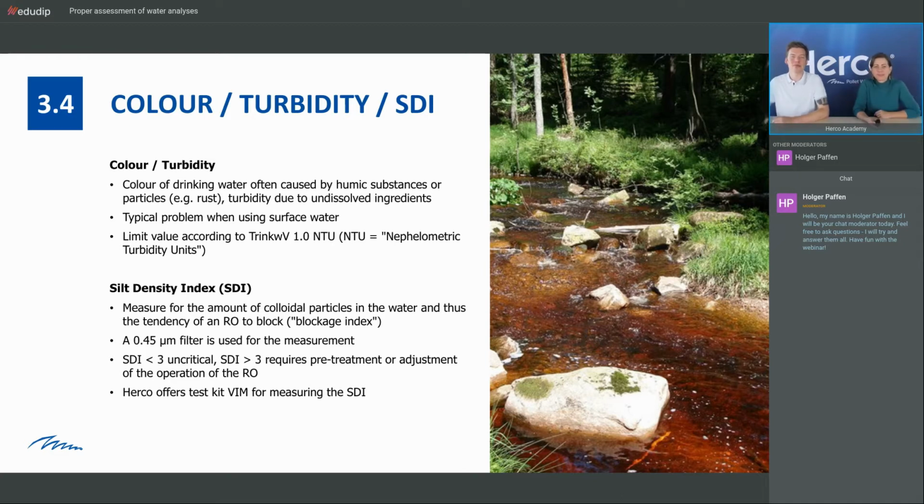So then there's the silt density index, and it's a measurement for the amount of colloidal particles in the water and thus the tendency of the RO to block. So it's a really special measurement that is only for the reverse osmosis systems. We also offered this measurement as a spare part, or as a part you can order. Exactly, but usually it's not done on site, so it's already part of the water analysis.